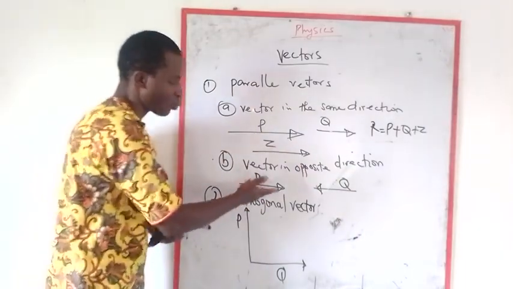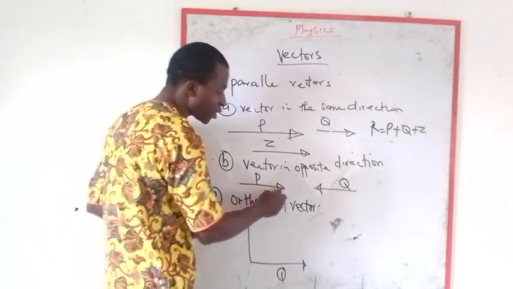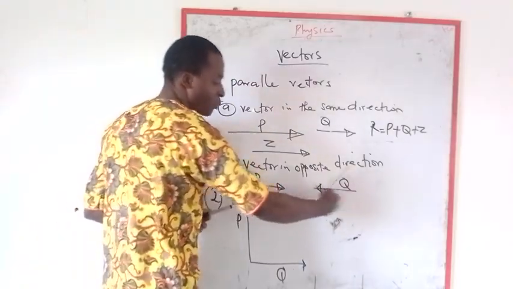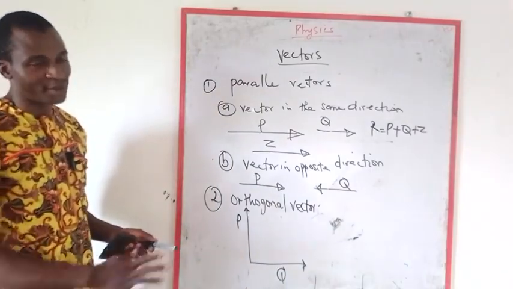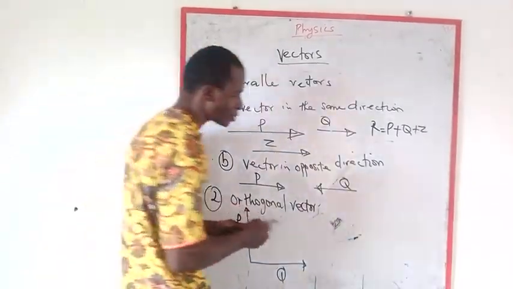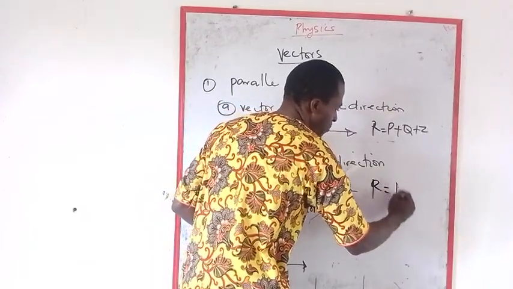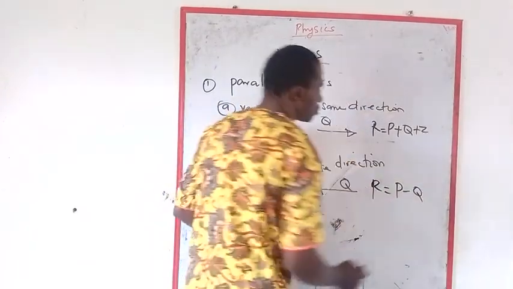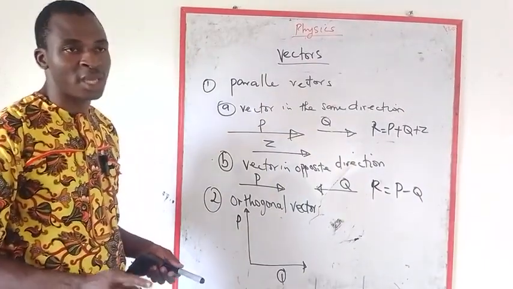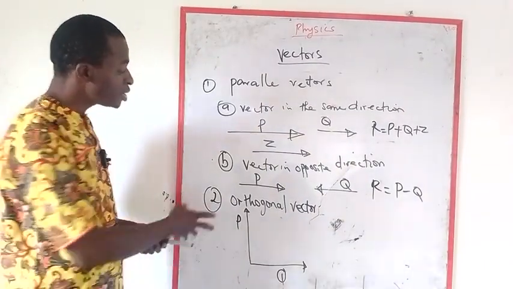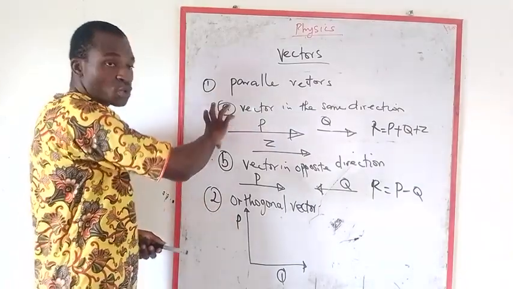The second one is what you are seeing there. You will see this arrow showing that this one is coming this way, right? This one is coming the opposite way. Very peculiar. We have to talk about the resultant here, which becomes what? P minus what? Q. Because they are not in the same direction. Then the second one, you know this one is 2 in 1.